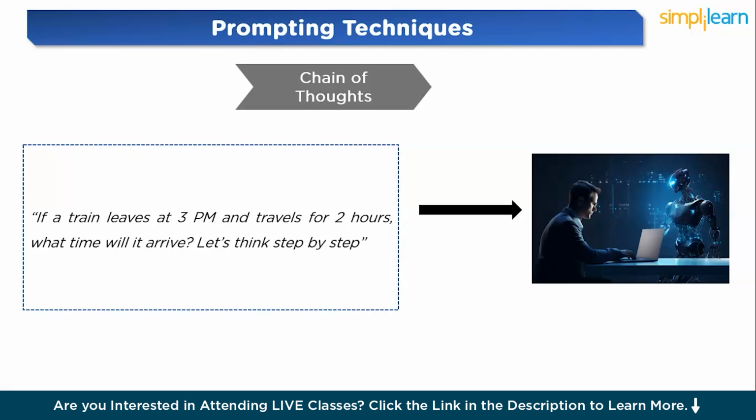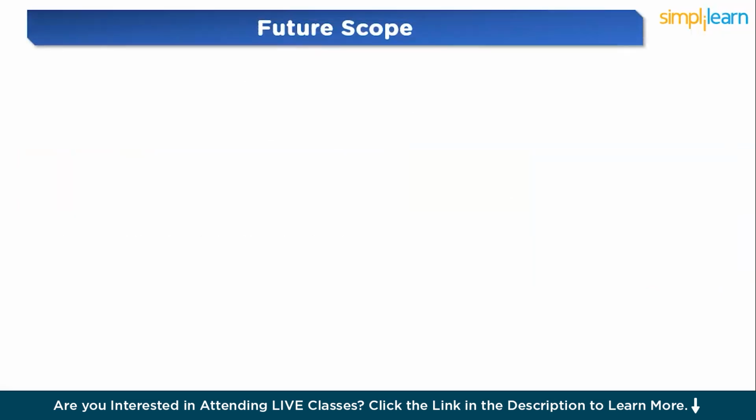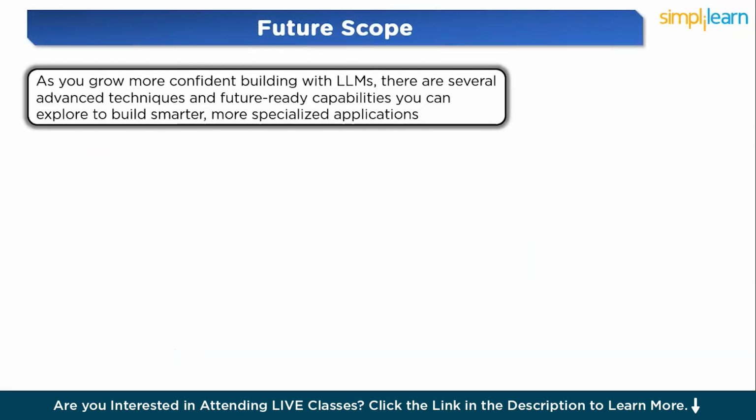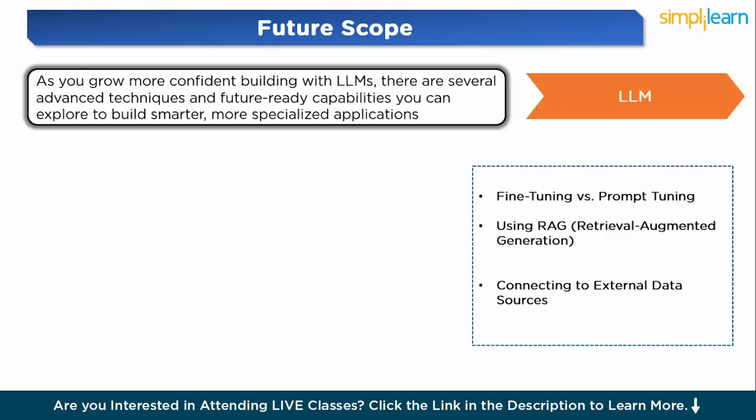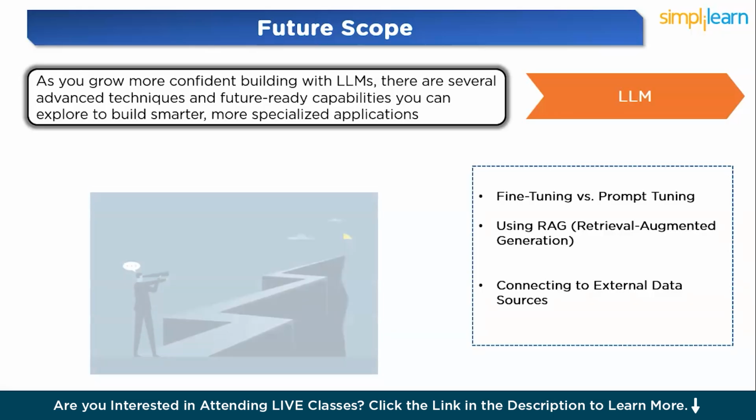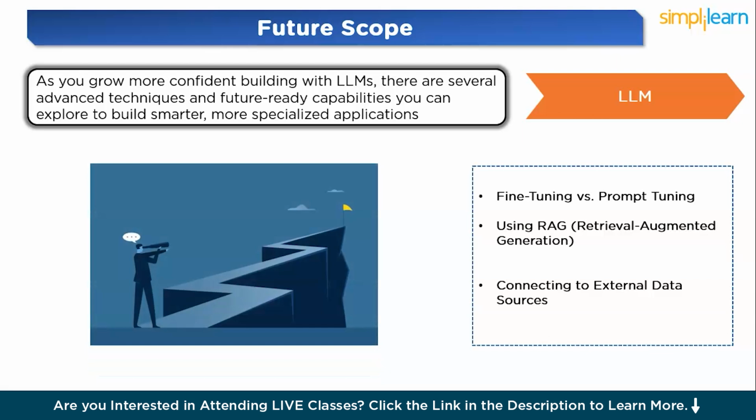So guys, mastering these techniques will make your LLM-based app more intelligent, reliable, and tailored to user needs. Now let us discuss future scope and advanced topics. As you grow more confident with building LLMs, there are several advanced techniques and future-ready capabilities you can explore to build smarter, more specialized applications. These methods help overcome limitations of generic LLMs, making them more accurate, efficient, and customized for your specific needs.